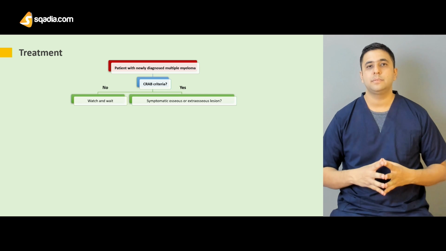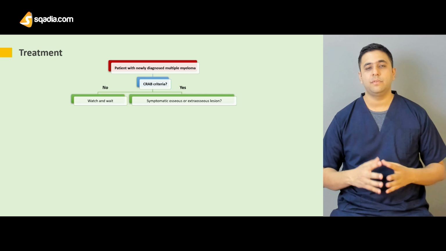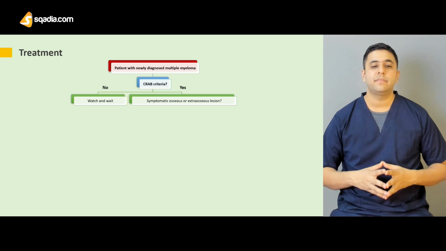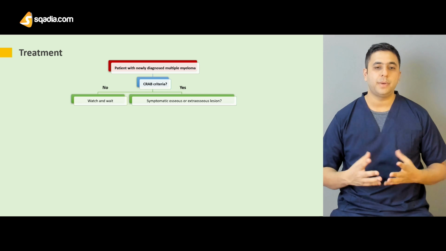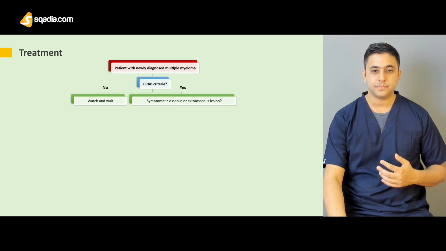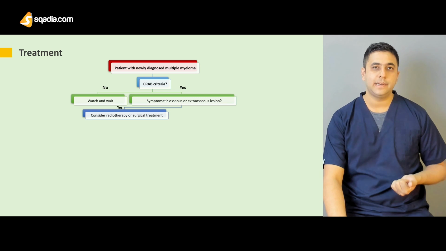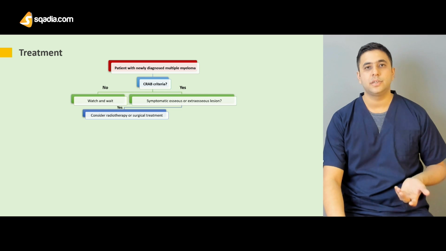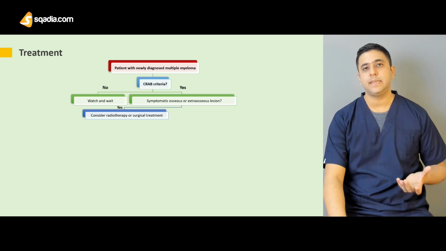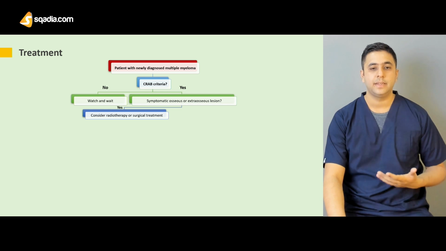If the CRAB criteria is positive, if the patient has any one of these symptoms or a combination of these symptoms, then we have to look at whether the patient has a symptomatic bony lesion, either a symptomatic osseous or an extra-osseous lesion. If there is a symptomatic, localized lesion, then that can be a solitary plasmacytoma. And then we can consider radiotherapy or surgical treatment to get rid of that localized lesion. Because it is a localized process, it is easy to intervene with the help of radiotherapy.